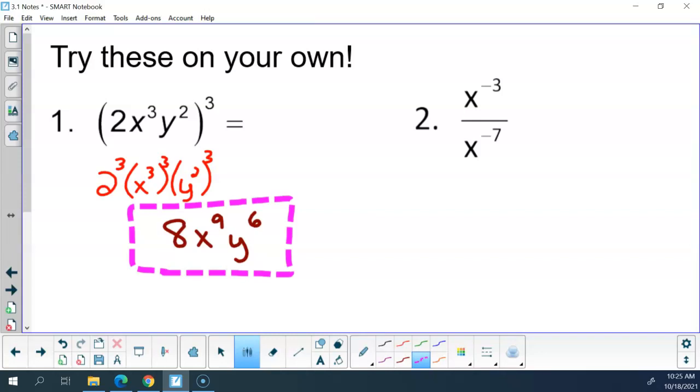Now, there's a couple of different ways to do number 2. One way is you could make them be positive exponents and then subtract the exponents. Another way is you could make them be positive exponents and then say to yourself, self, are there more x's on top or are there more x's on the bottom? And how many? Either way, you get x to the 4th power.